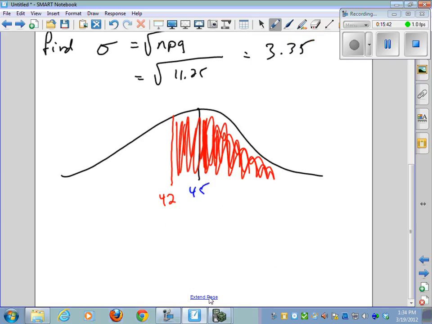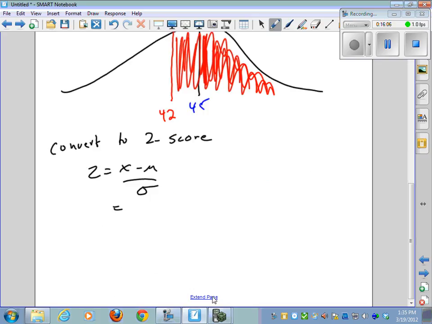How do I do this? I change my 42 to a z-score. Convert to a z-score, because that's how you do shade norm. The z-score equals x minus mu all over sigma. The x is the what?